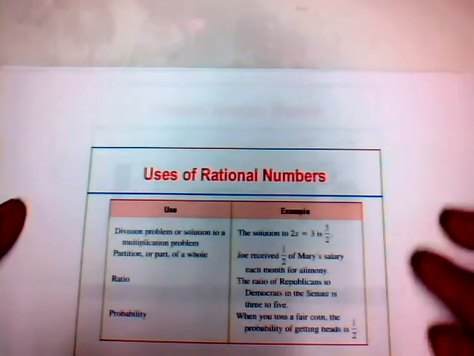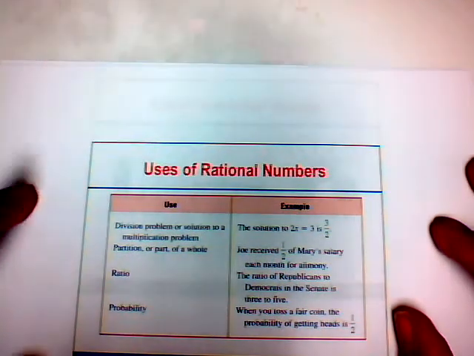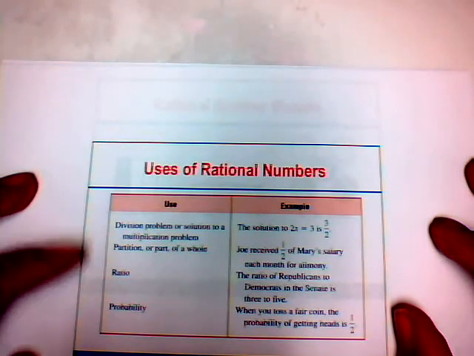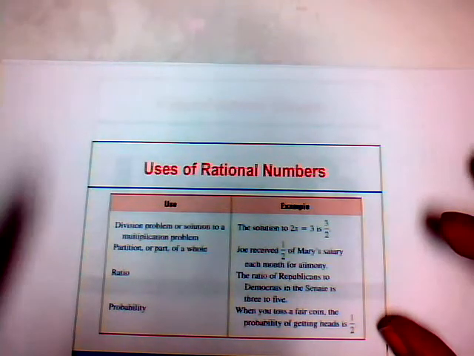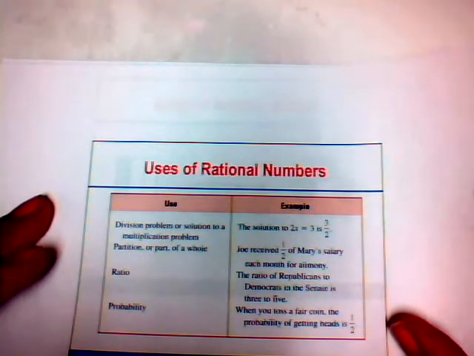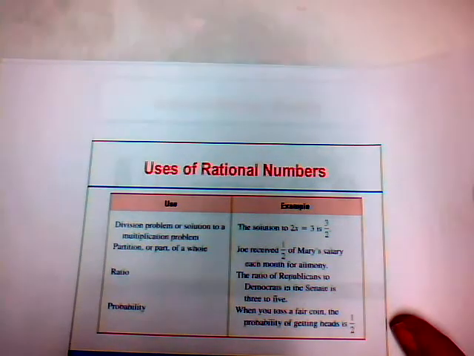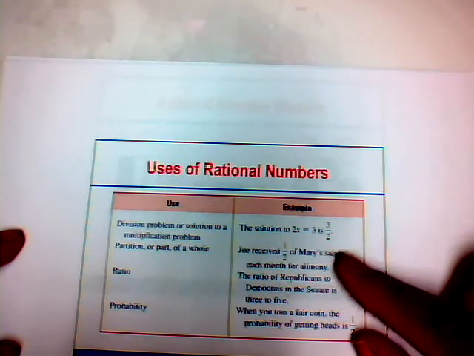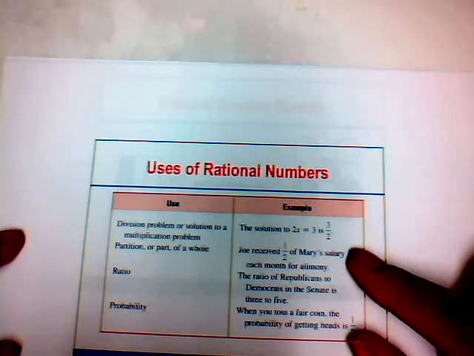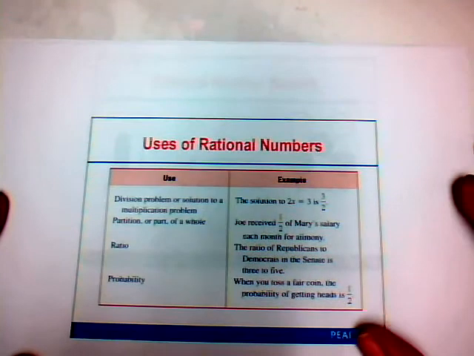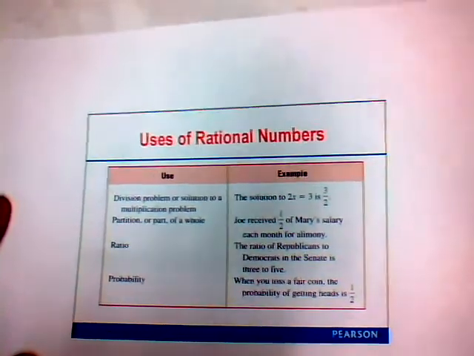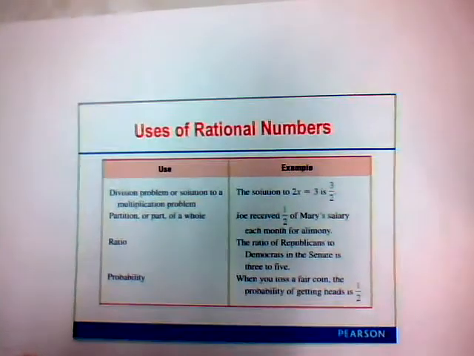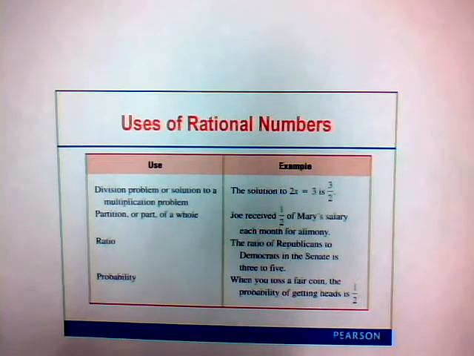And there are four uses of rational numbers here, so be very advised of these. Rational numbers can be used as a division problem or a solution to a multiplication problem. Like in this case, 2x is equal to 3. It would be equal to 3 over 2. So 2x equals 3 would be the same as 3 over 2 as your x value, because that's the solution that will satisfy that equation.